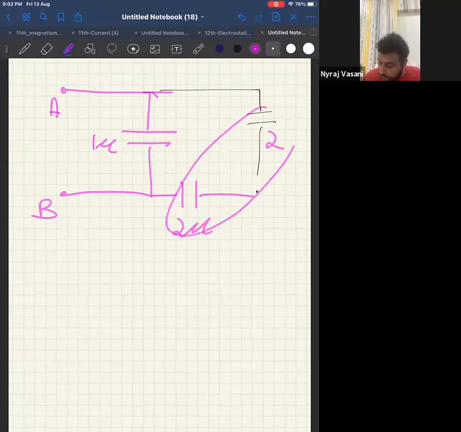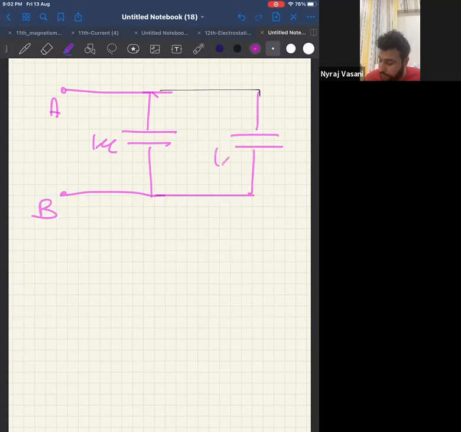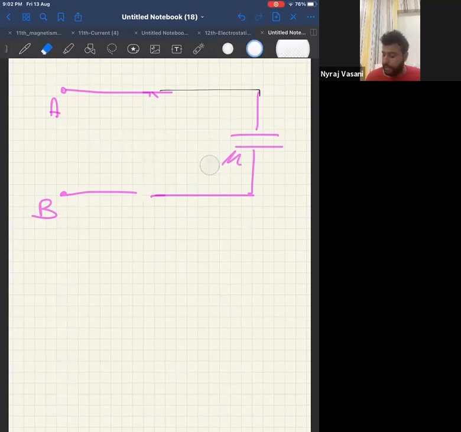Now, 2 and 2 are in series again. When 2 and 2 are in series, can I say the answer will be 1 again? And when 1 and 1 are in parallel, the answer will be 2 again. Therefore, the answer will be B.